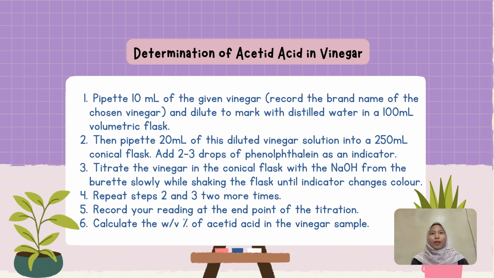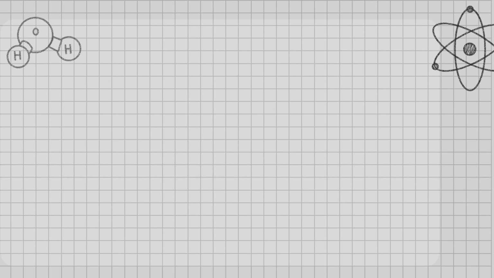Third step is to titrate the vinegar in the conical flask with the NaOH from the burette slowly while shaking the flask until the indicator changes color. Fourth step, repeat steps 2 and 3 two more times. Fifth step, record your reading at the end point of the titration. And last one, calculate the weight volume percentage of acetic acid in the vinegar sample.